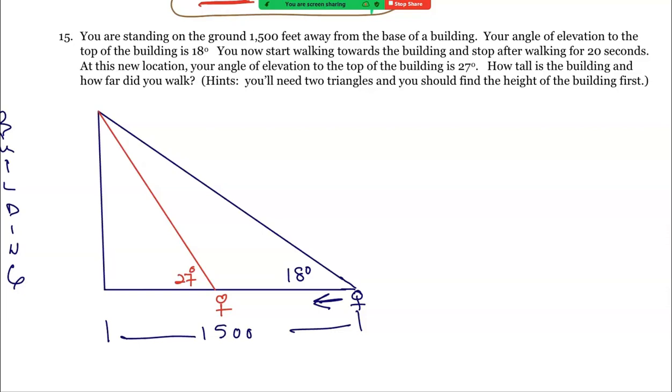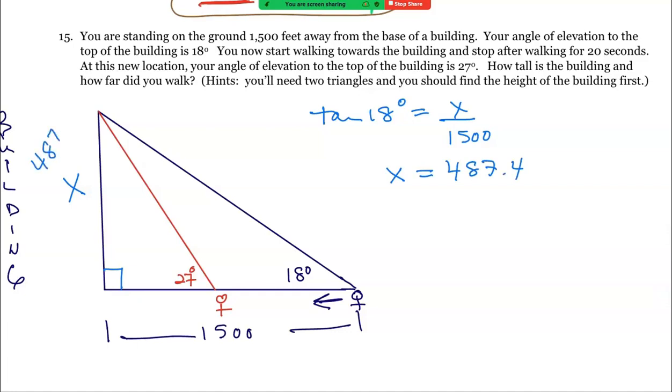Okay, so I know that this is 90 degrees right here. So I'm going to use the big triangle to figure out the height of the building. That means I'm going to use 18 degrees since that's with the big triangle. And since it's opposite over adjacent, it's tan. So the tan of 18 degrees equals opposite, and we'll say that's x, over 1,500. One-step problem. I end up getting x is 487.4. So this is 487.4. Okay, so that's helpful.